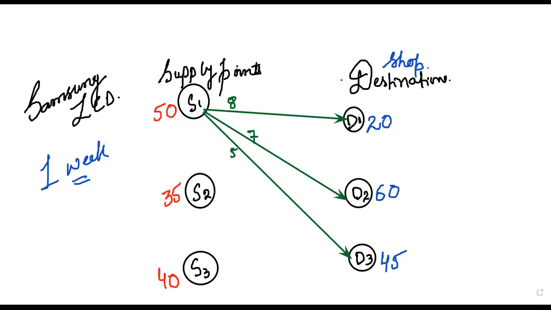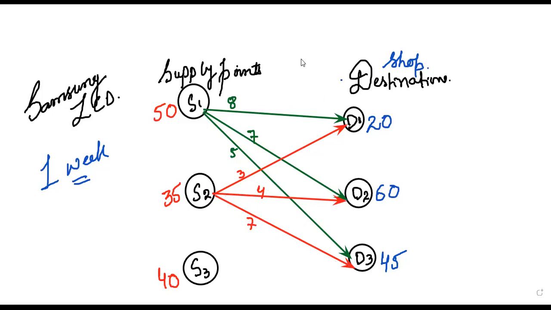Similarly, we can take the example of supply 2. It can supply to destination 1, to destination 2, and also to destination 3, and there will be different costs or the same costs involved. Let me take an example: 3 rupees per unit here, 4 rupees per unit here, and 7 rupees per unit will be incurred in transporting it from S2 to D3.